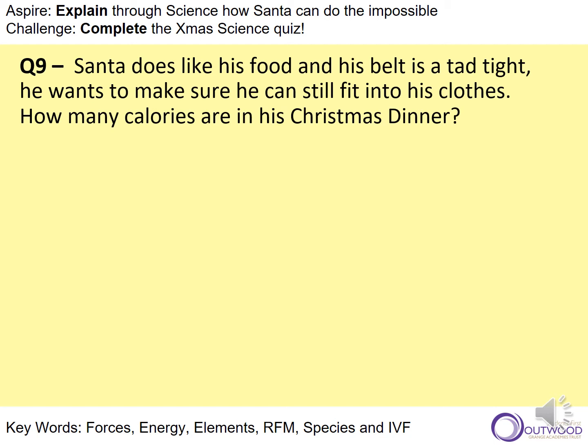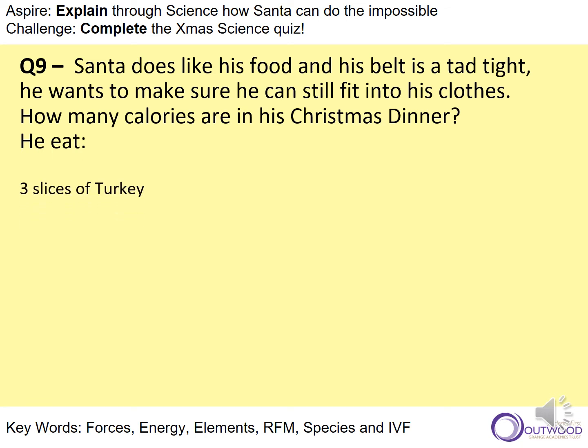But even so, Santa also likes his food and his belt is a tad tight. He wants to make sure he can still fit into his clothes. How many calories are in his Christmas dinner? So you're going to work out how many calories he's eaten. It might surprise you.